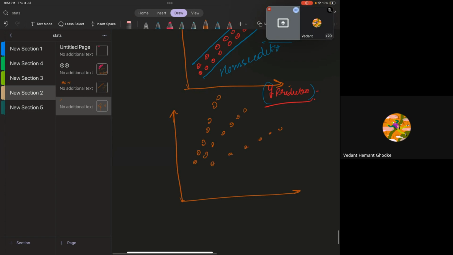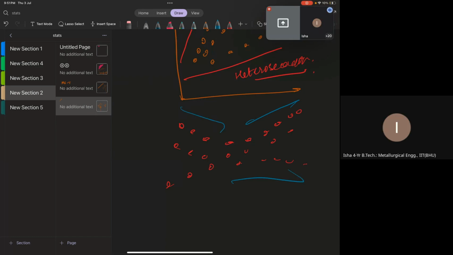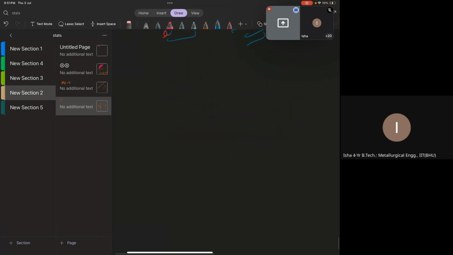What is this, guys? Hetero. Am I clear what is hetero, what is homo? Yes, Bhaiya. What is this? Hetero. Wow. Clear, everyone? Now you won't make a mistake, right, Bhaiya?